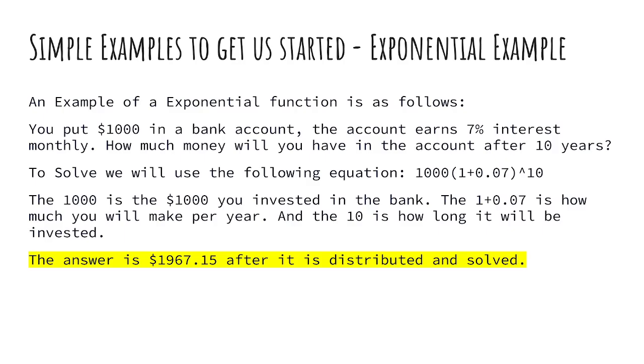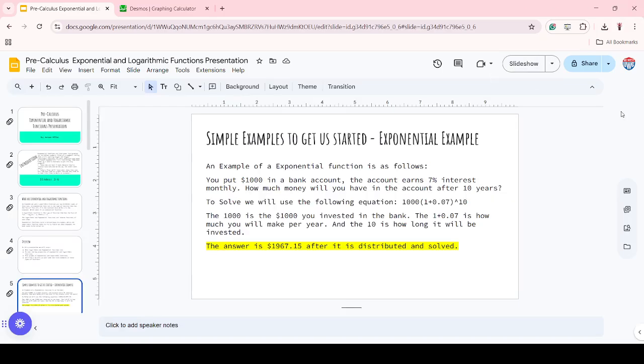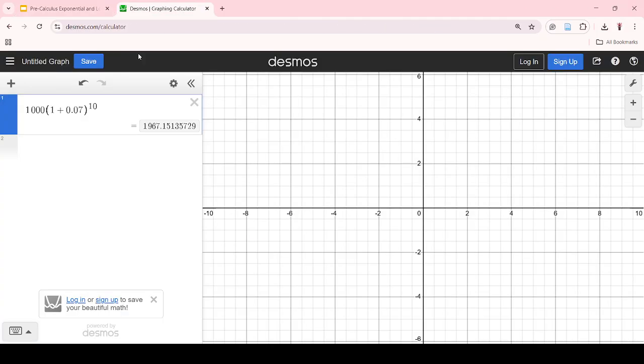Our answer comes up to $1,967.15 after it is distributed and solved, but I would like to go ahead and put this equation into Desmos just so we can check our work twice. As you see, I have put in the equation here, and the answer is $1,967.15.